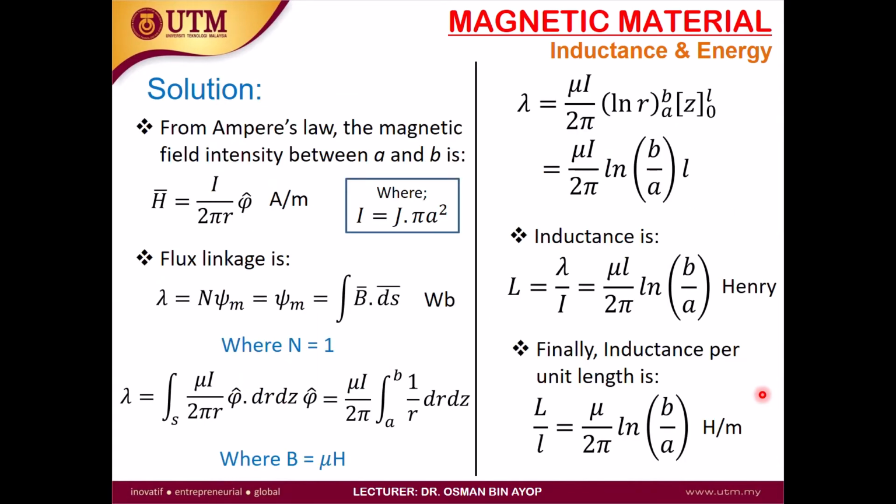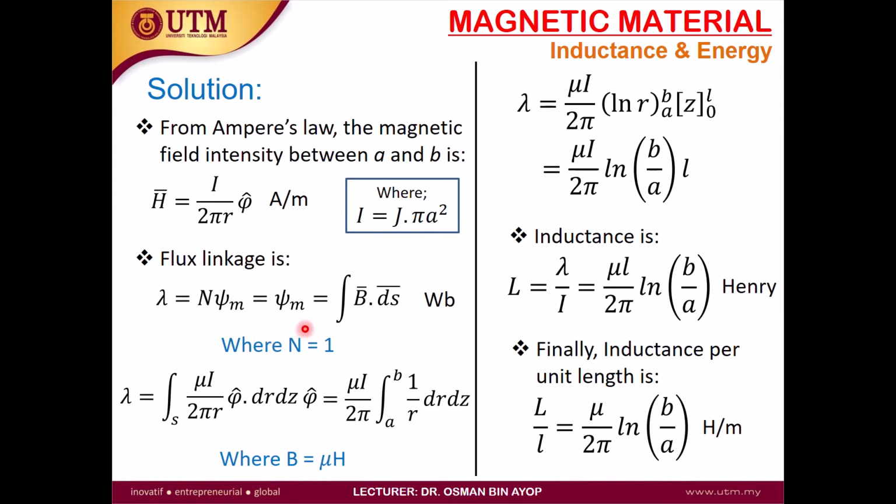Okay, the solutions. By using Ampere's law, the magnetic field intensity between A and B is H equals I over 2 pi R in the direction of phi, where I equals J times pi A squared. Because this is the current density, and then passing through the surface of the cylinder, which is pi A squared. The flux linkage is lambda equals N times flux psi. Because this is not a solenoid, the N is 1.